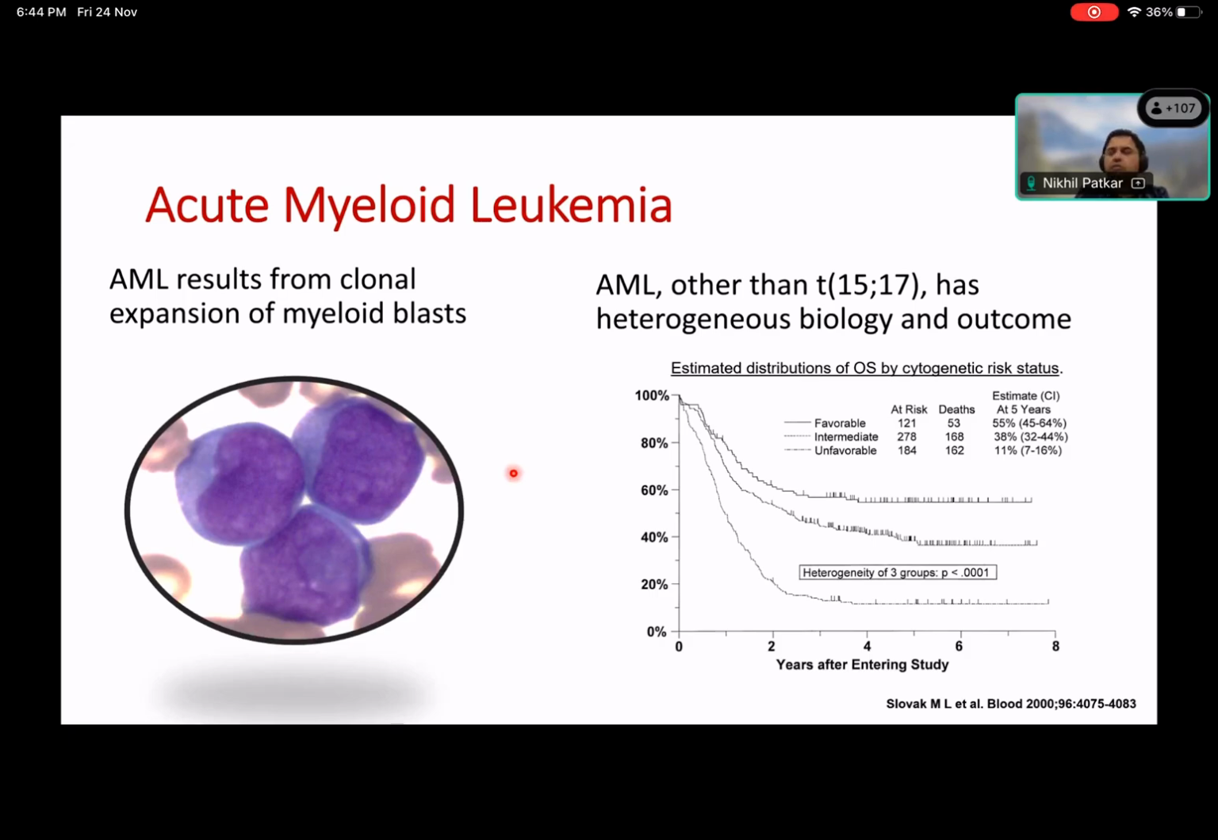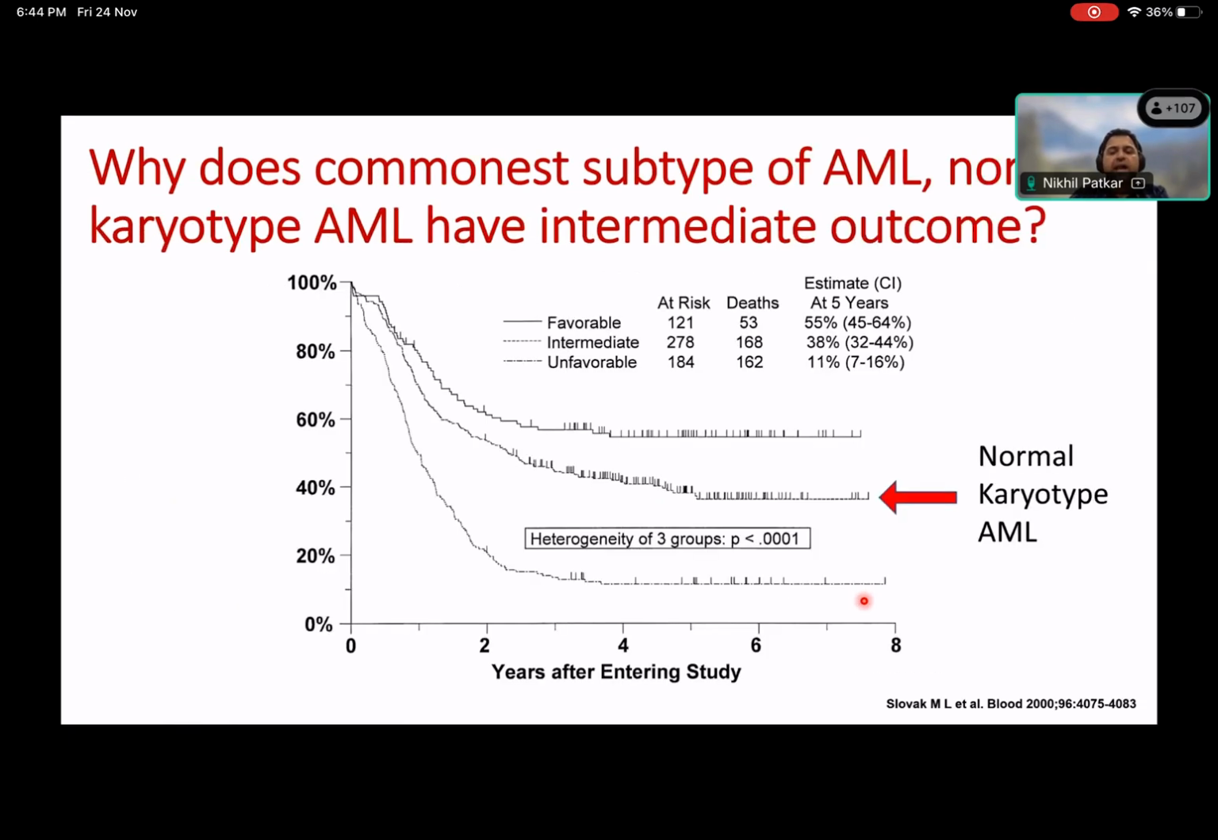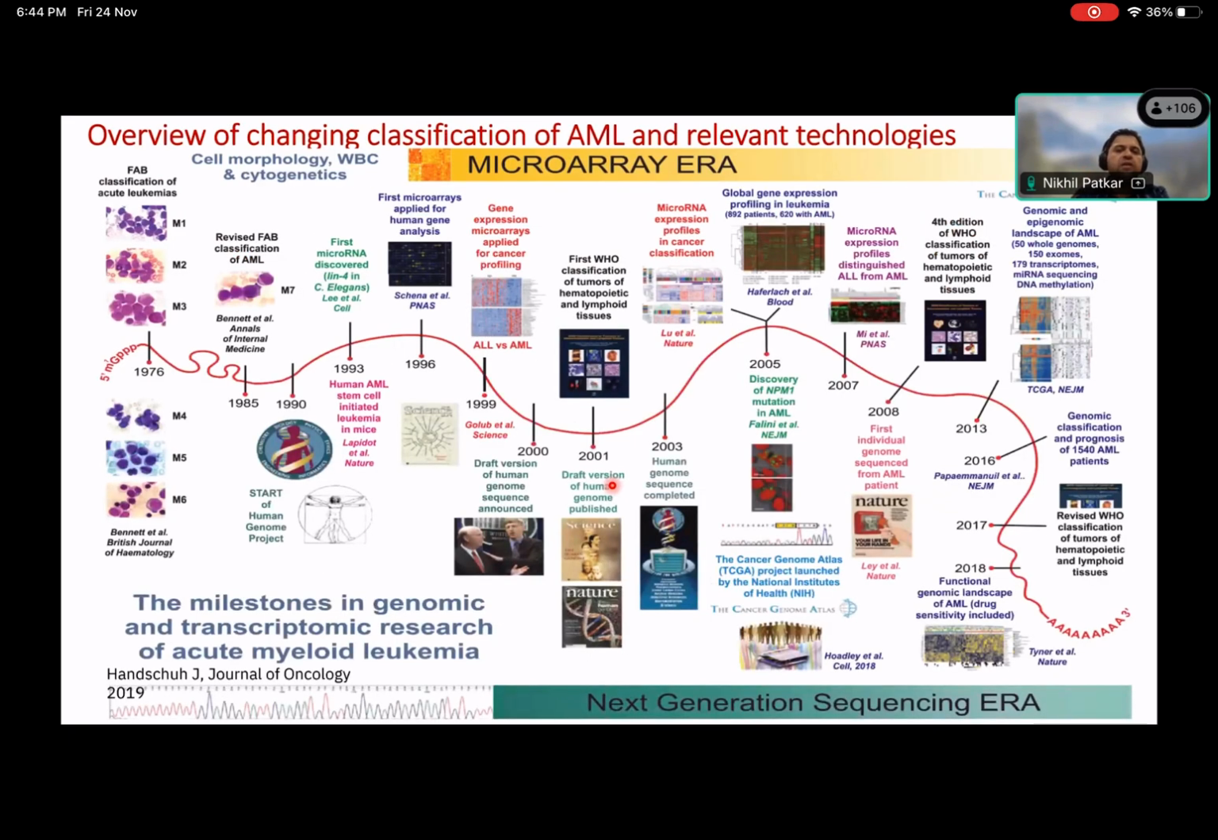So AML is a disease which results from clonal expansion of myeloid blasts. In AML, other than t(15;17), the disease outcomes are very heterogeneous, and earlier it was thought to be because of different cytogenetic abnormalities, wherein patients with favorable cytogenetics had good outcome and patients with unfavorable cytogenetics had poorer outcome. So why does a patient with normal cytogenetics have poor outcome, or intermediate outcome? This question could actually be answered over the last few years because of developments in newer technologies such as next generation sequencing.